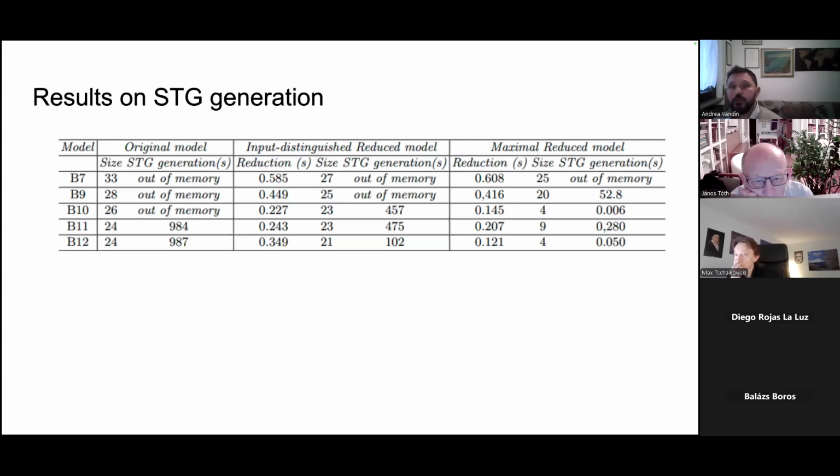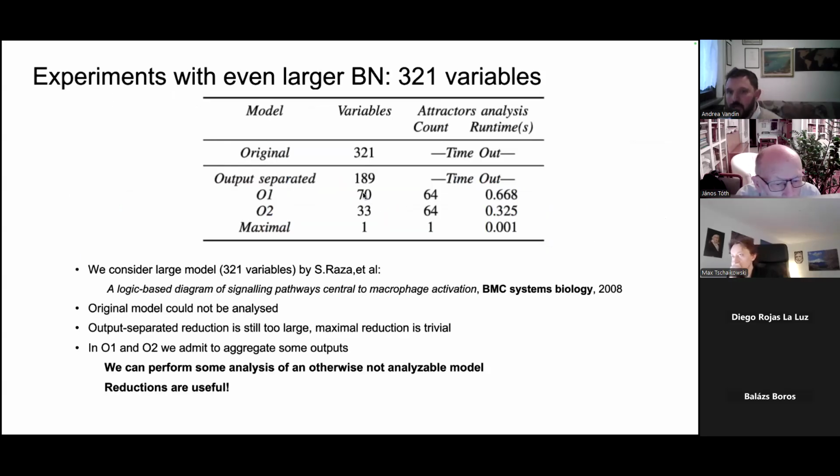These are some other experiments regarding the generation of the transition state space. At least at the time we did these experiments, it was not possible to generate the state space for more than 20-something variables. So it was important to be able to go down. 24 was the largest number of variables for which you can generate the state transition graph. Instead, for attractor computation, you can go higher.